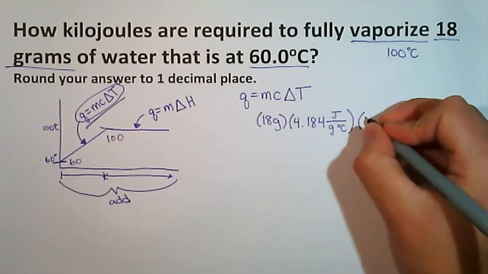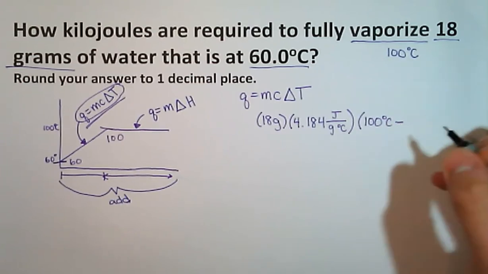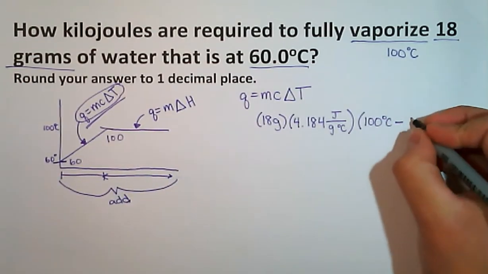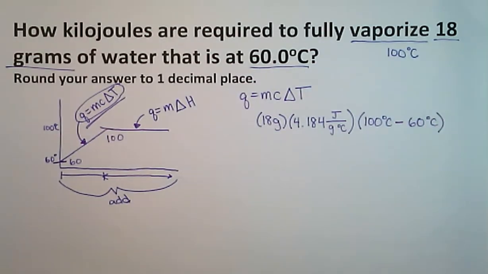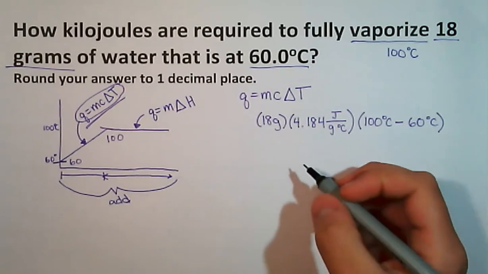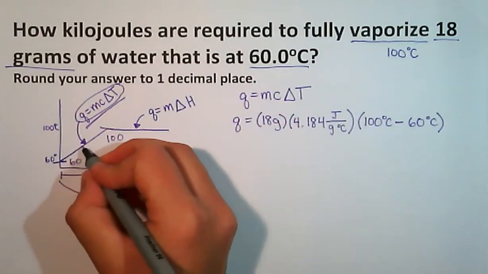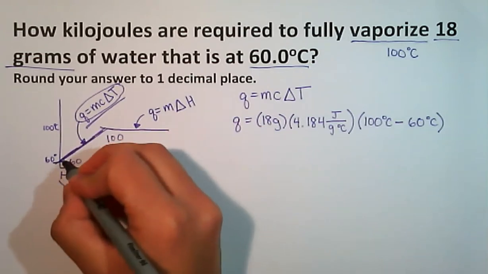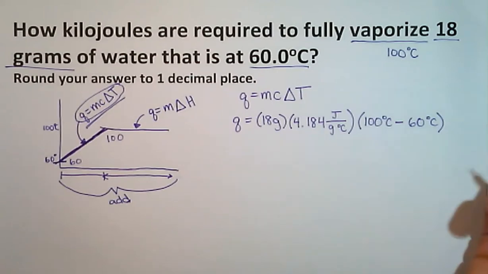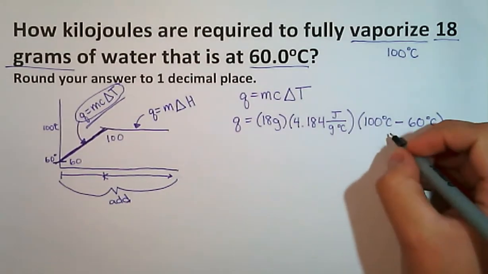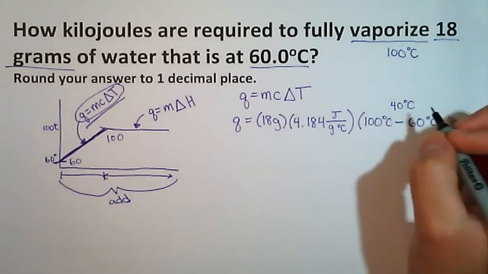So our final temperature, we want to be at the boiling point, so 100 degrees Celsius, minus our initial temperature, we're starting off at 60 degrees Celsius. So 100 minus 60 degrees Celsius, and that will equal our Q for our first section of the graph. We might call this the purple section of the graph, where we're raising the temperature up to the boiling point. So 100 minus 60, that's going to give me 40 degrees Celsius as my temperature change.